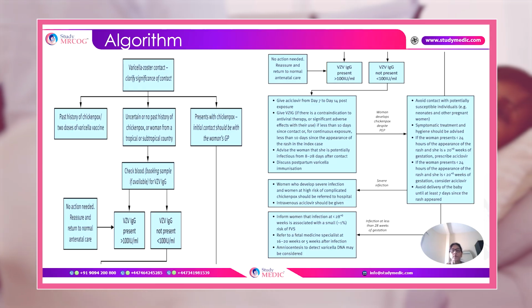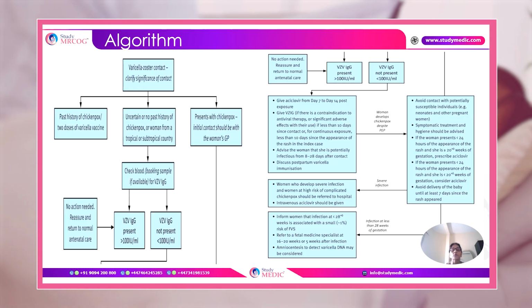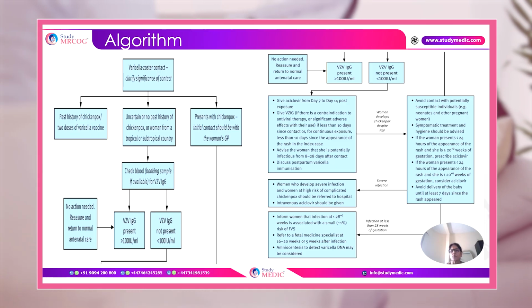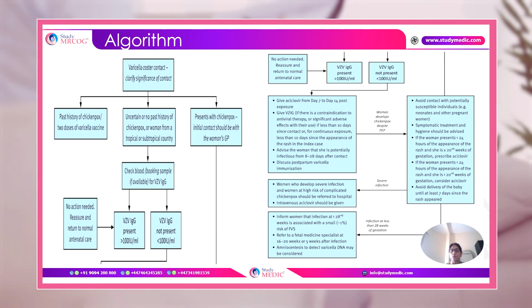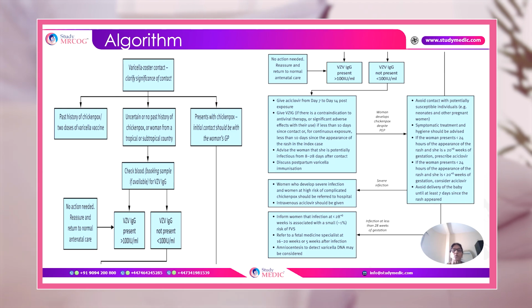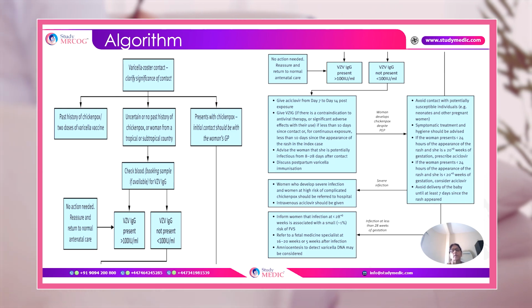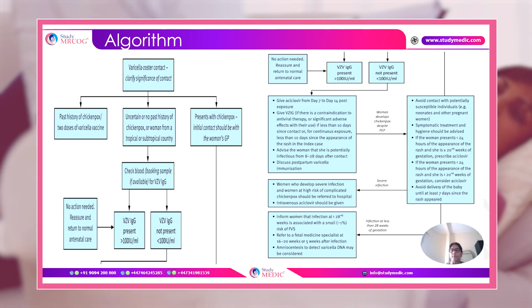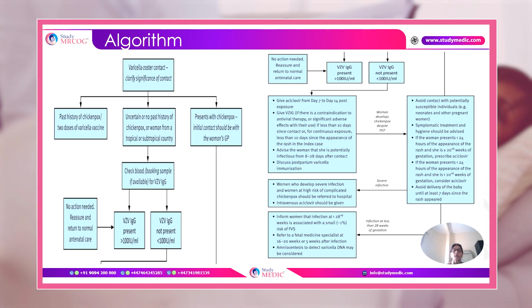Immunoglobulin will be given only if there is a contraindication to antiviral therapy, or there is an adverse effect, or the woman is allergic to acyclovir. Only then would immunoglobulins be given. The rest of the chart, nothing has changed.